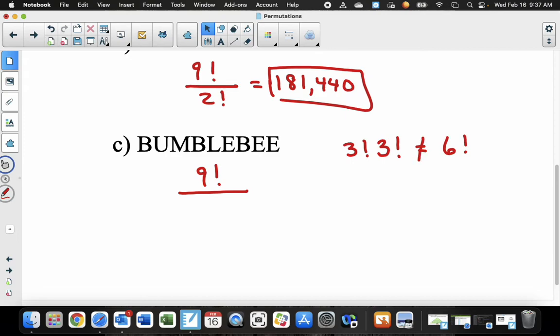And like Addie just said, it's exactly the reasoning why. We're not looking at 6 letters that are 6 of the same letters. So it's not 6 factorial. We're looking at 3 B's and 3 E's. So we have 3 factorial and 3 factorial. Okay. 3 factorial for one of the letters and another 3 factorial for the other letters.